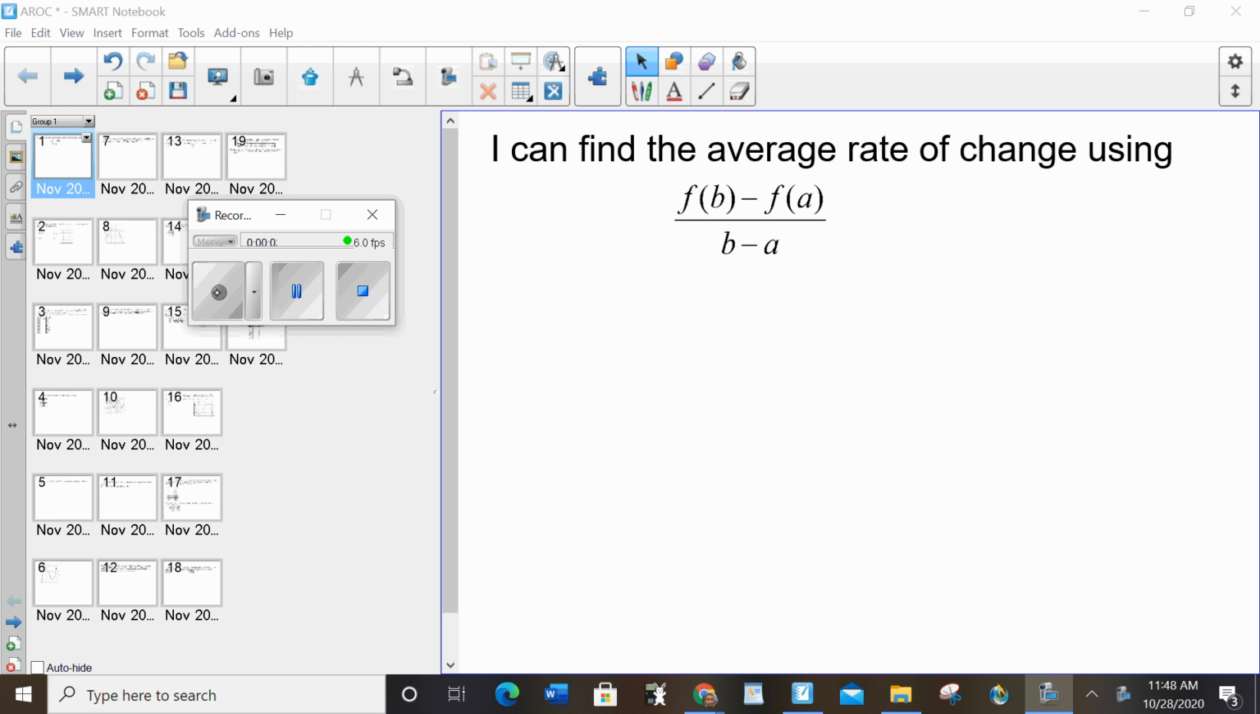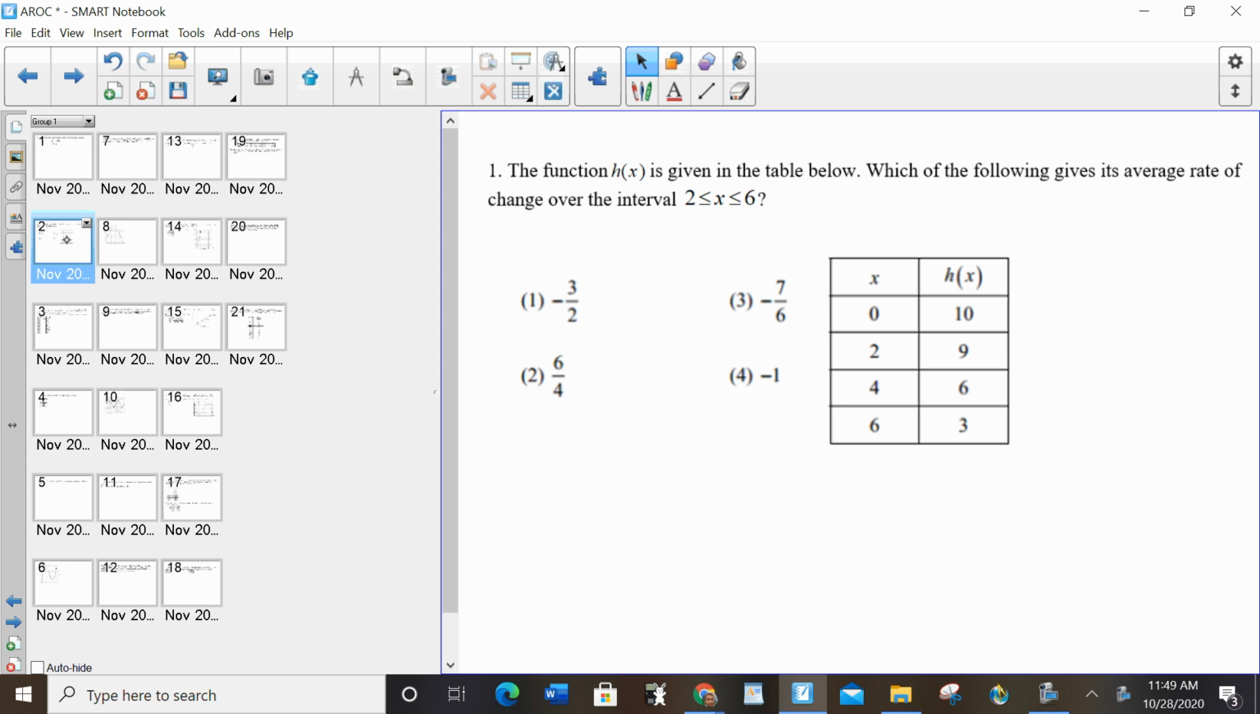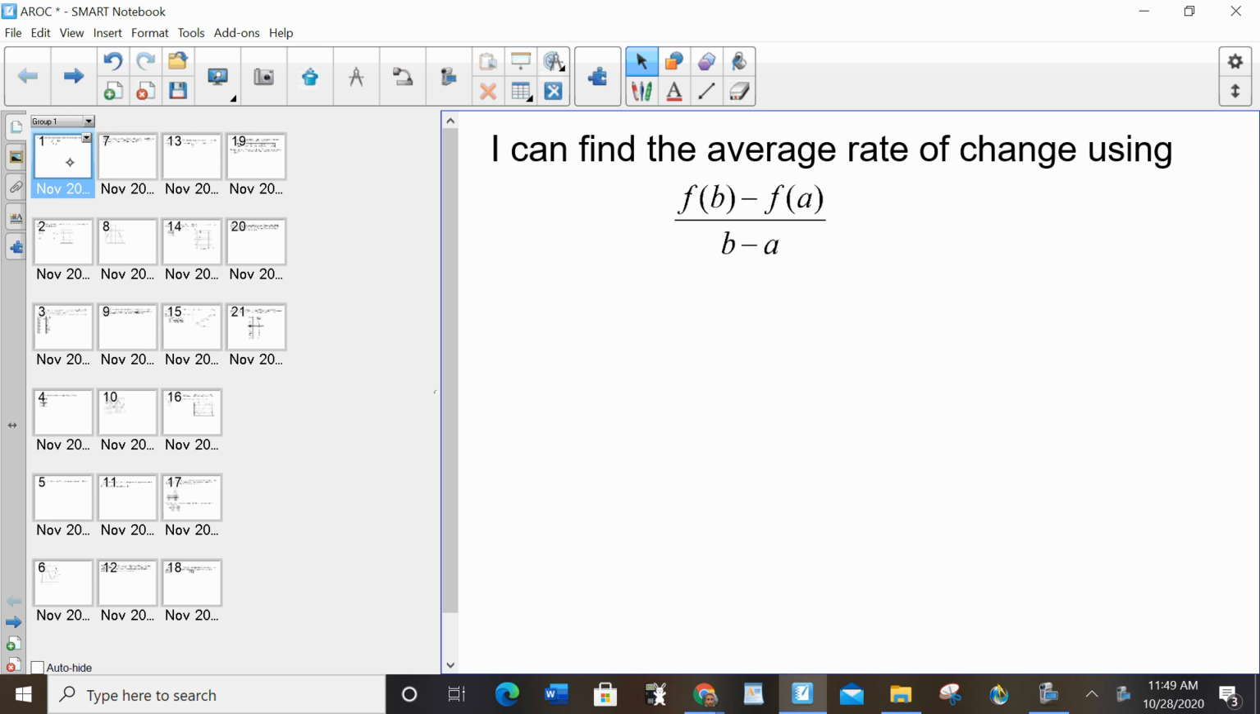Hello everybody, very important lesson today. I can find the average rate of change using f of b minus f of a over b minus a. You know what? Let's just start right with our song.